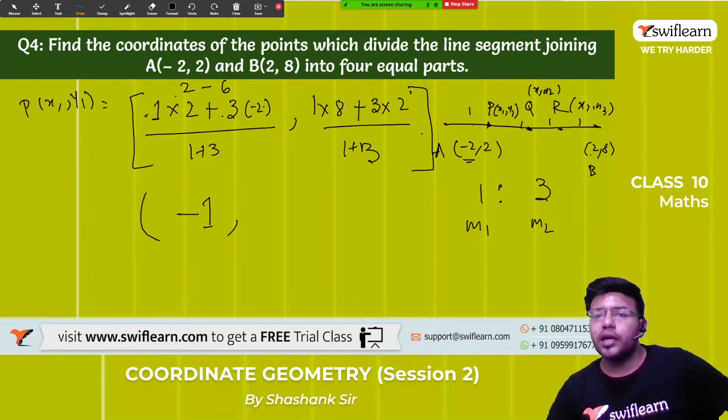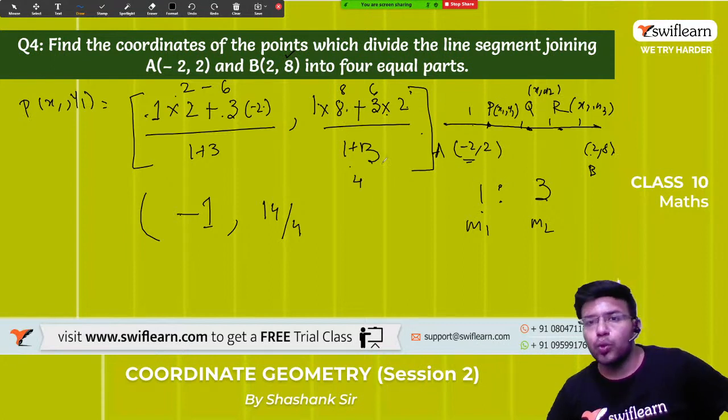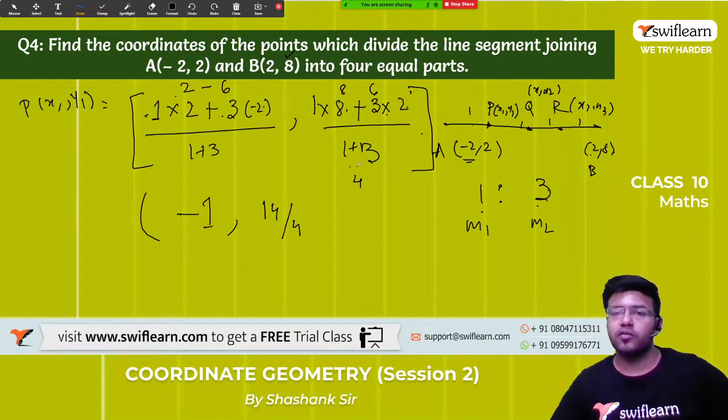Okay, 8 into 1 is 8, 3 into 2 is 6. So 8 plus 6 is 14. Okay, 14 by 4. Let me check. M1 x2, okay, 2, 8 है. Yes. M2 x1, M2 y1, ये है correct, divided by 1 plus 3. Yes, you have solved it correct.